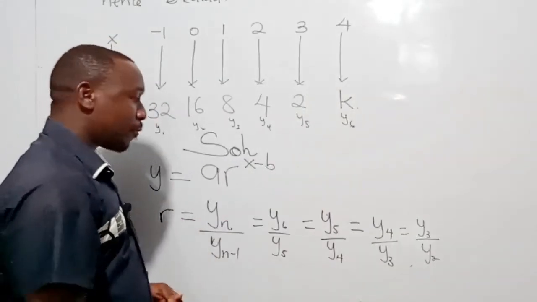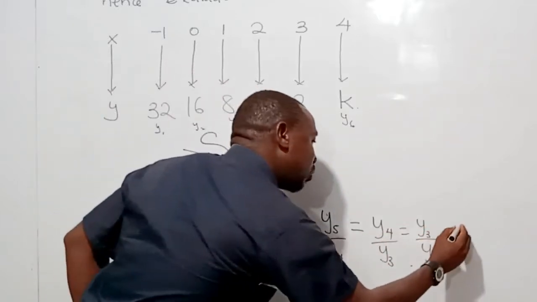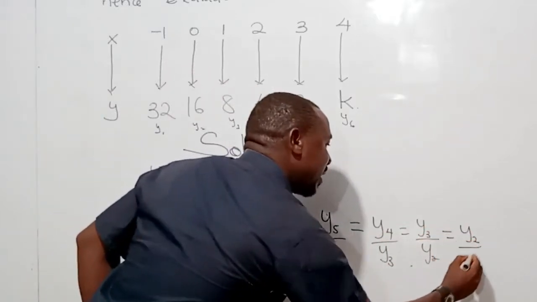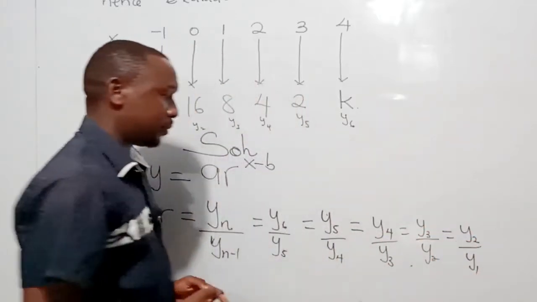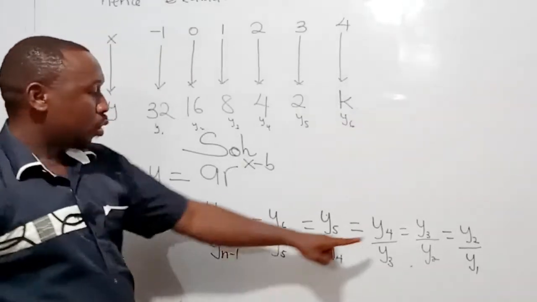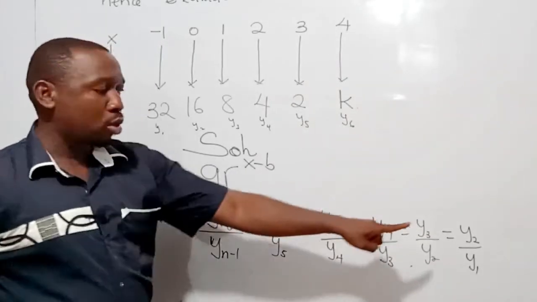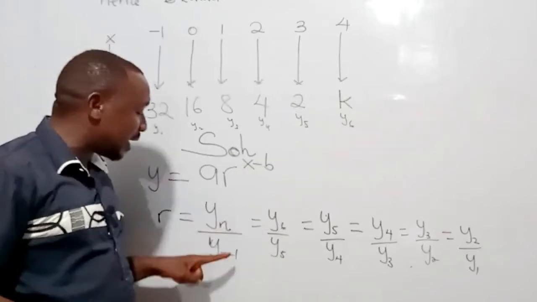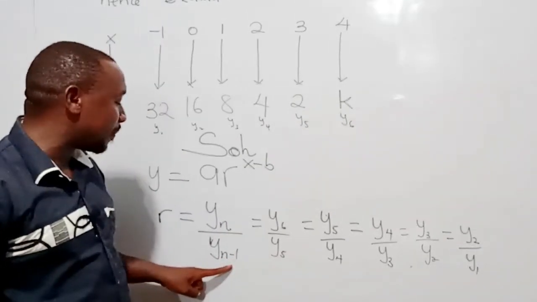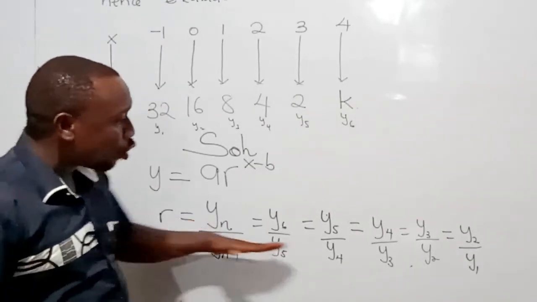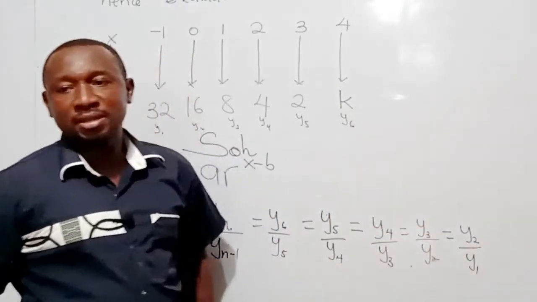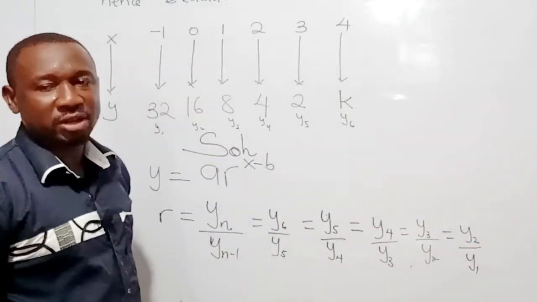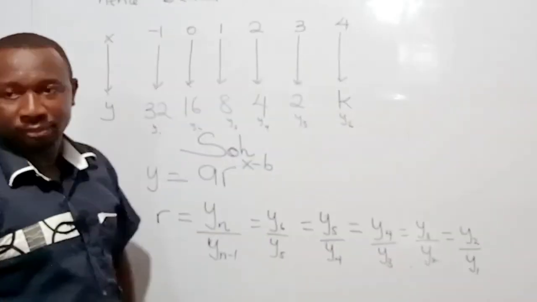What of y2? If you write y2 here, then here must be y1. And all these must give you the common ratio. N minus 1. It means if you pick 5 here, it must reduce by 1, and then it will be y sub 4. If you don't get a common ratio, then it means this is not an exponential mapping.